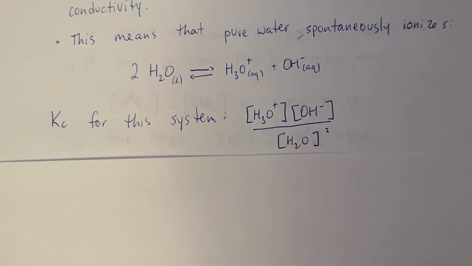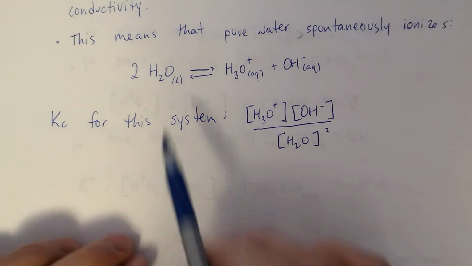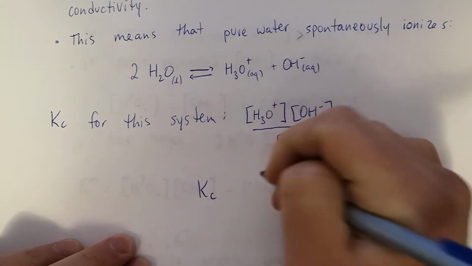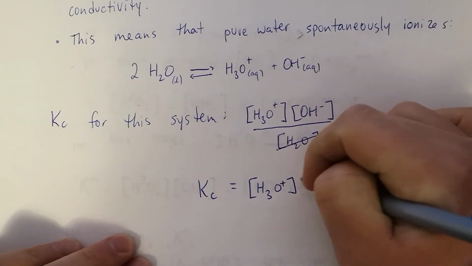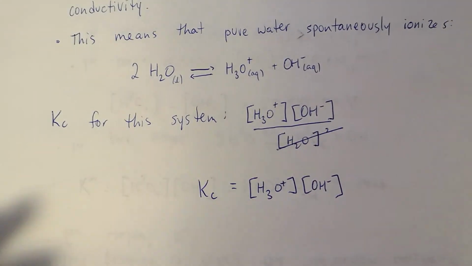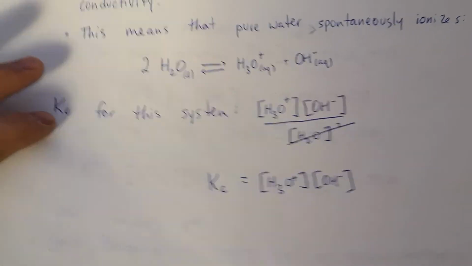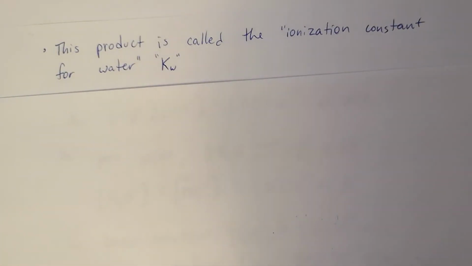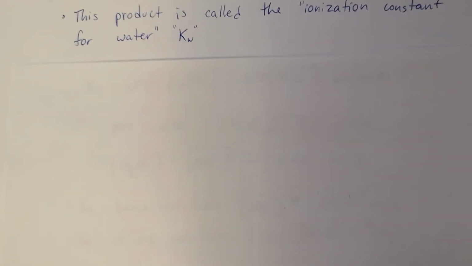Kc we can write, looks like that. However, I know you guys are sharp. Water's a liquid, so you don't actually include that term. Kc for water is just going to be hydronium times hydroxide. Okay, concentrations. Now, that has a special name. That's called the ionization constant for water, Kw. We're going to use Kw a whole lot. It's super useful, all right?